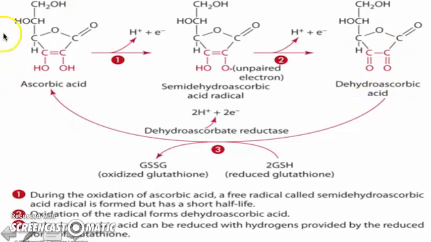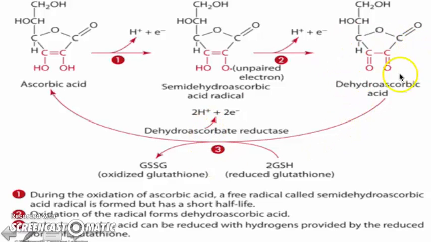And you can see here the reduced form with the hydrogens attached to the two oxygens, and then the oxidized form with the two carbonyl groups with the double bond. So the reduced form is ascorbic acid, whereas the oxidized form is called dehydroascorbic acid. We also see in the process of converting the vitamin C from the reduced to the oxidized form, there is formation of this intermediate, the semi-dehydroascorbic acid radical.